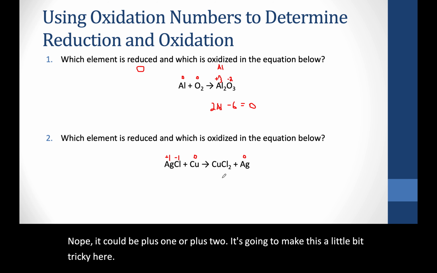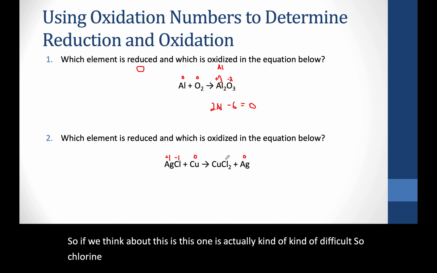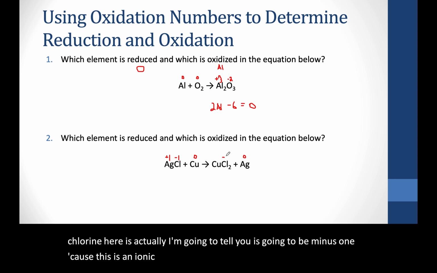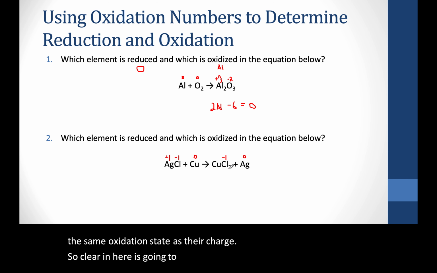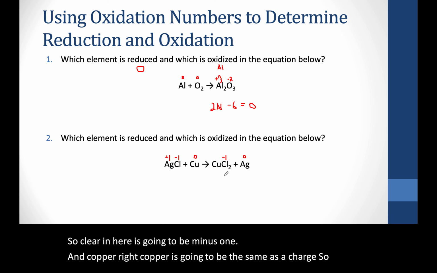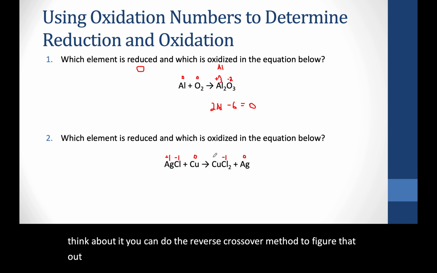So this one's actually kind of difficult. So chlorine here, I'm going to tell you, is going to be -1 because this is an ionic compound, and in an ionic compound, they usually have the same oxidation state as their charge. So chlorine here is going to be -1, and copper is going to be the same as its charge. You can do the reverse crossover method to figure that out. But copper here is going to be +2.